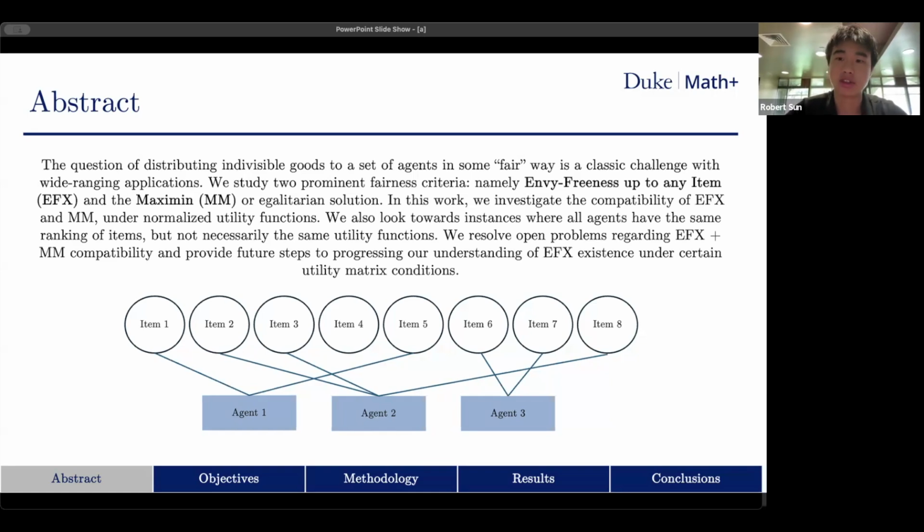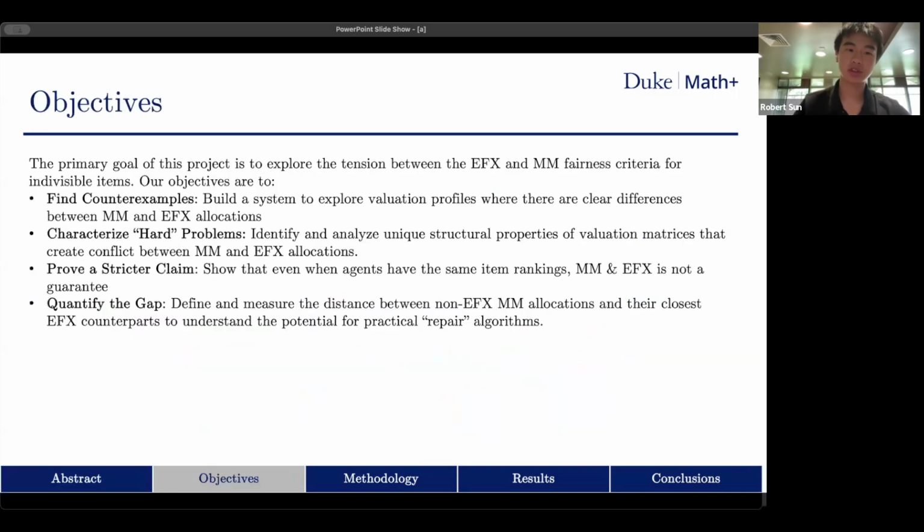We're going to normalize our utility functions because this doesn't affect envy, but it does affect maximin and provides a lot more interesting results. So specifically, our objective for this project is to explore the tension between EFX and MM. We want to find counterexamples, or build a system to explore the types of counterexamples and utility matrices. We want to be able to characterize these counterexamples all under one bundle, and we want to see if this approach can also hold for stricter claims.